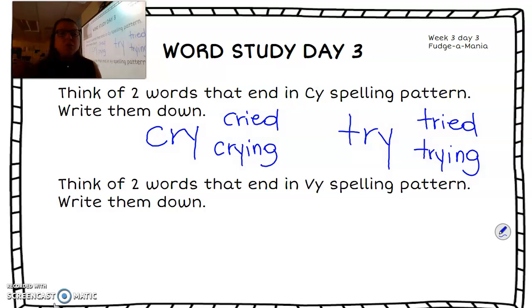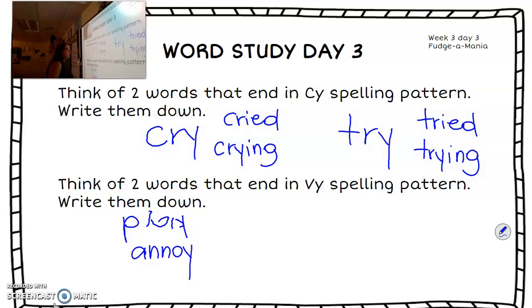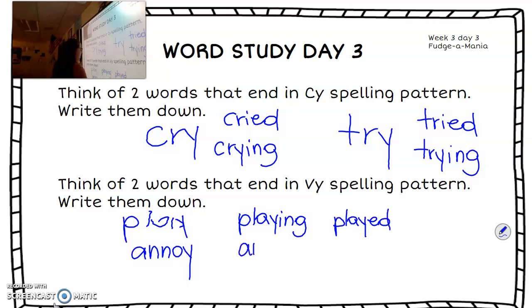Now let me think of the two words with the VY. I have the word play and annoy. Play and annoy. How do I add my suffixes? Well, I don't do anything. I just add them. Playing and played in the past tense, and then annoying and annoyed in the past tense. Good.